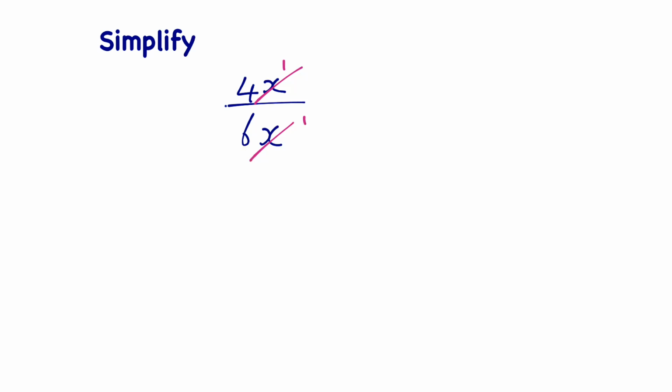Then we can divide the top and the bottom by 2. So 4 divided by 2 is 2, and 6 divided by 2 is 3. Then from there we do 2 times 1 is 2, 3 times 1 is 3. So our answer is 2/3. So let's look at another.